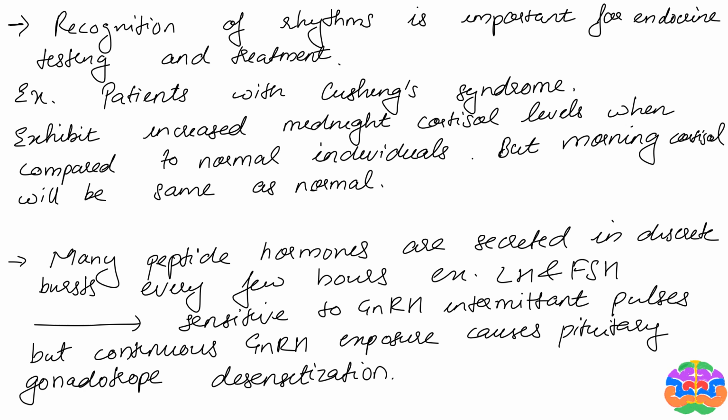For example, luteinizing hormone and follicle stimulating hormone. They are sensitive to intermittent pulses of gonadotropin releasing hormone, but continuous GnRH exposure causes pituitary gonadotrope desensitization. This feature of the HPG axis forms the basis for using long-acting GnRH agonists to treat central precocious puberty or to decrease testosterone levels in the management of prostate cancer.